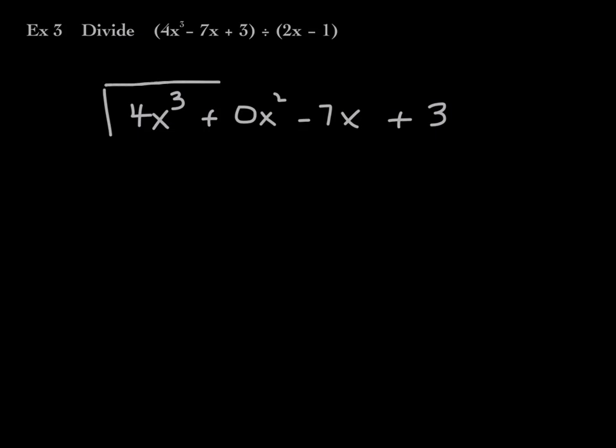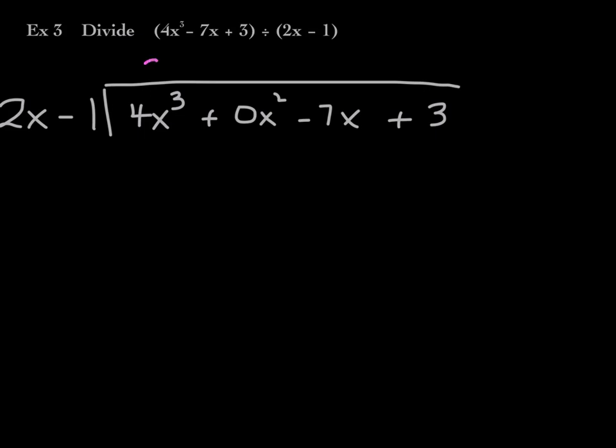And the reason I'm doing that is because I want everything to be organized really neatly, and so I don't get confused. Everything will line up according to its like term. You'll see that now. All right, here we go. 2x minus 1 is my divisor. So I'm thinking now to myself, what do I multiply 2x by in order to get 4x cubed? If I multiply 2x by 2x squared, I will get 4x cubed.